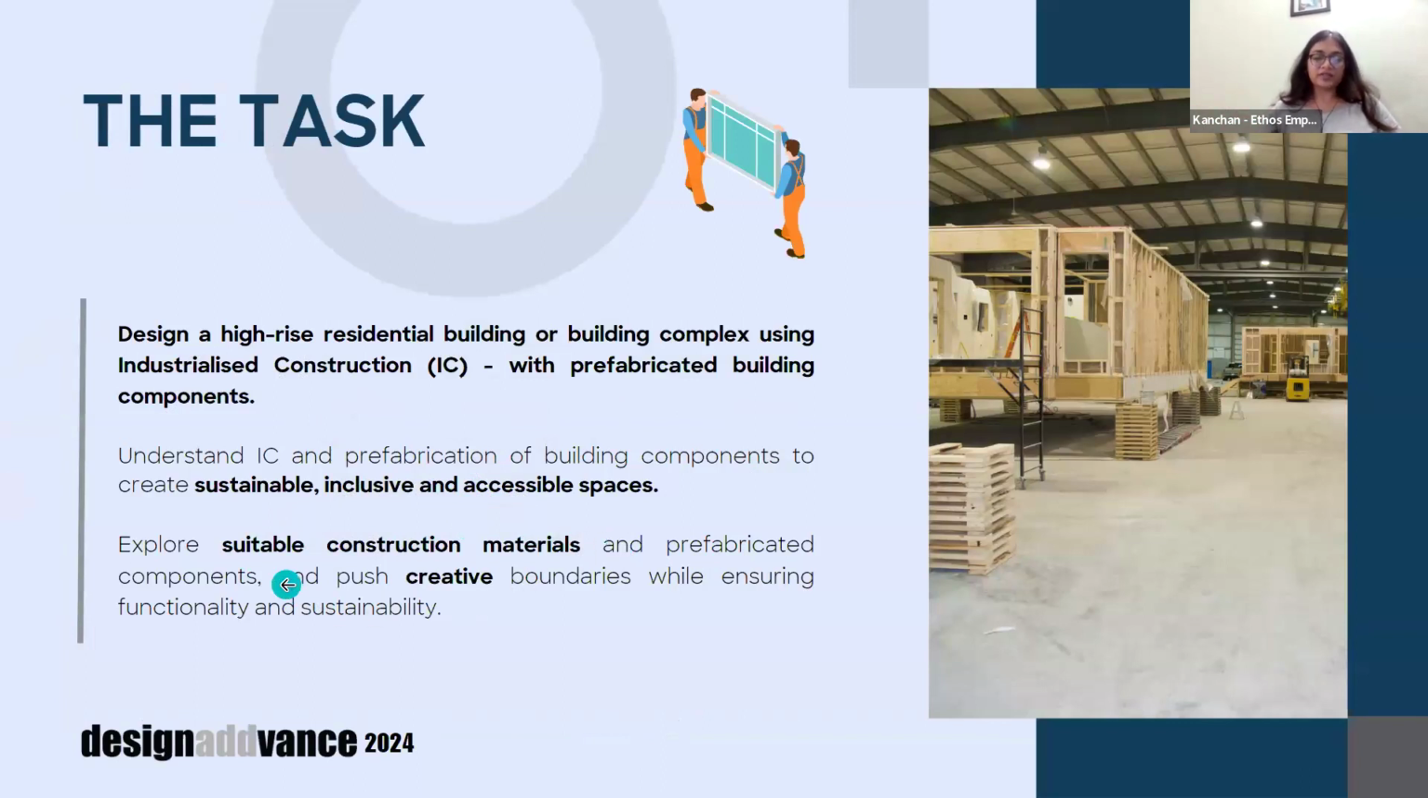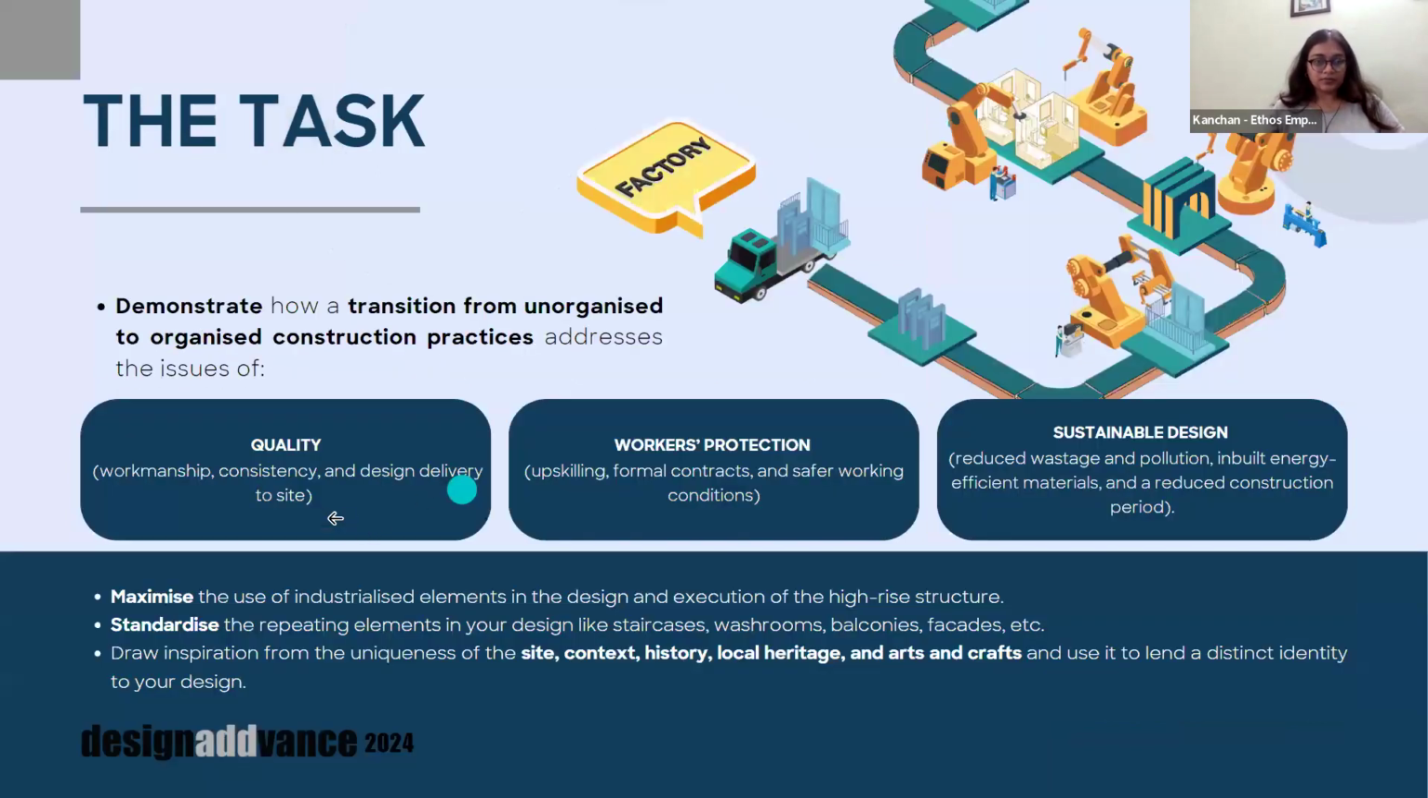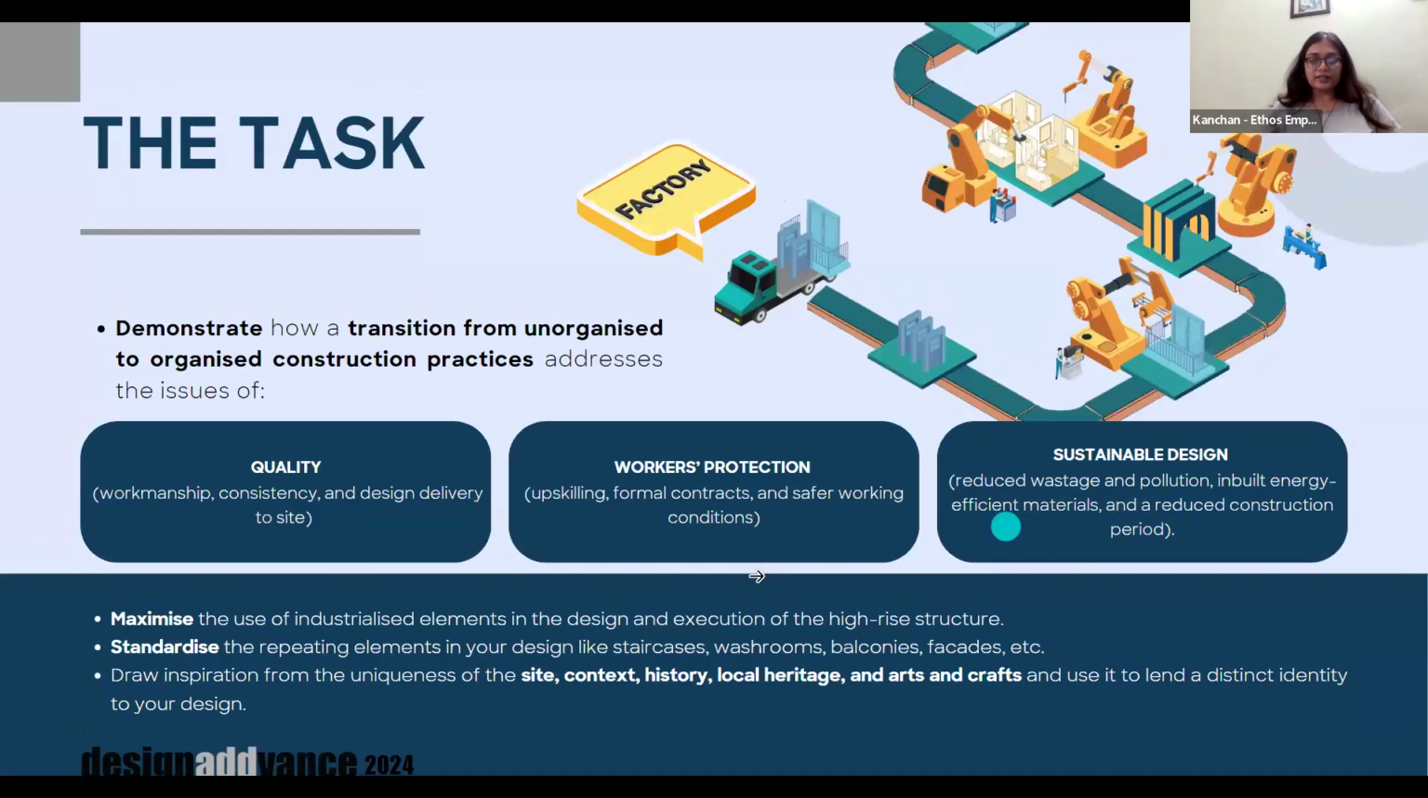And you can obviously explore suitable construction materials and prefabricated components, because some of the materials that you might be thinking of using in a conventional construction method cannot be applied here. Like you can't make a brick wall here in a factory always. Okay, so you are also allowed to push creative boundaries while ensuring your building is functional and sustainable. So these three tenets kind of work together: quality, the workers' protection, and sustainable design.